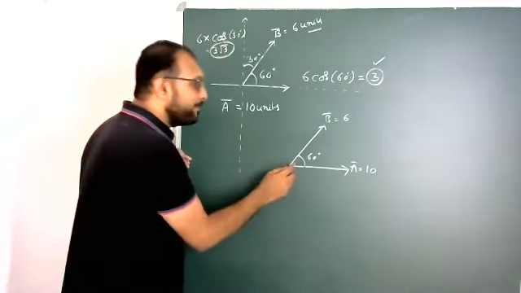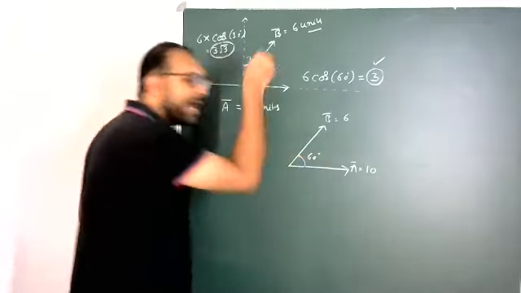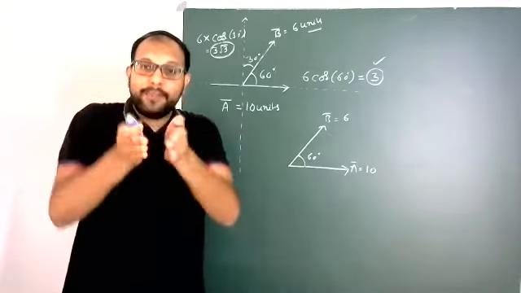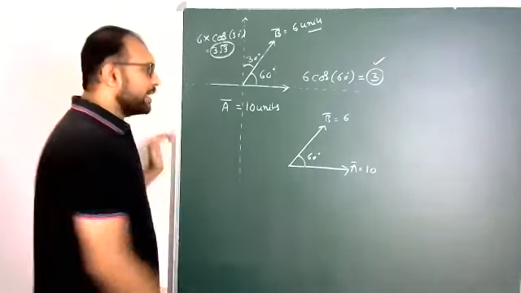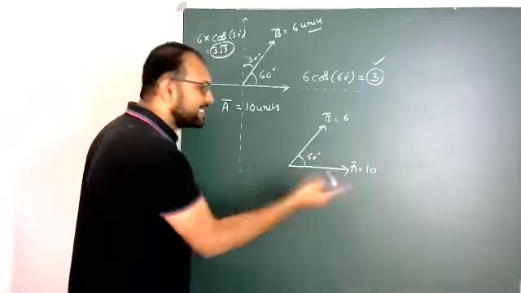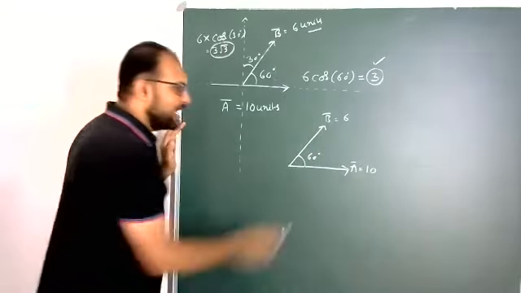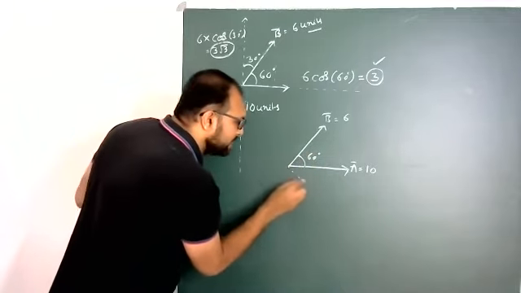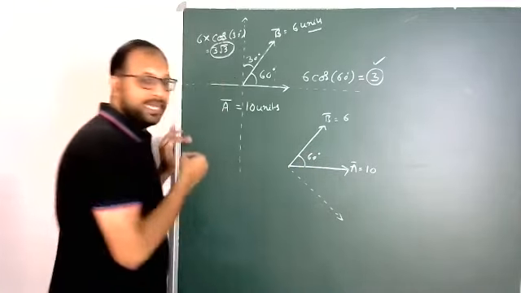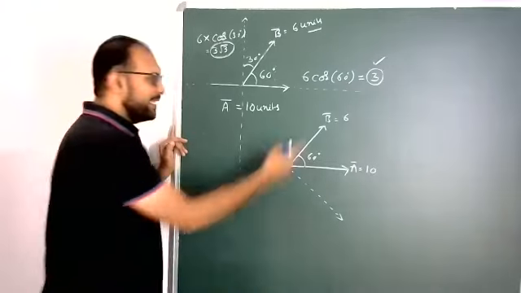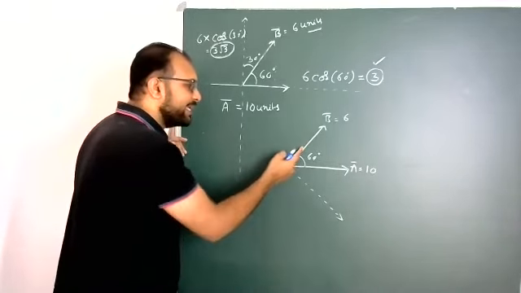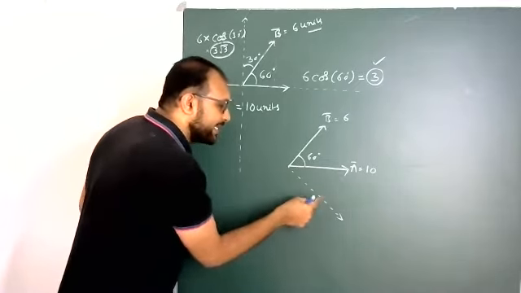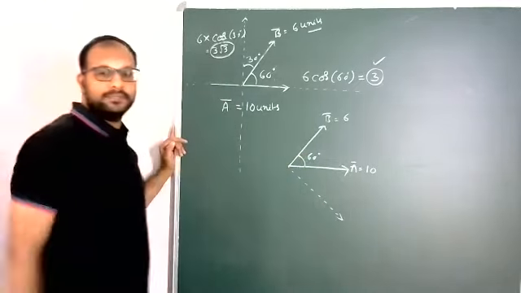Now here, component of A bar means we are going to resolve A bar, not B bar. One component along B, another perpendicular to B. First, this is A. That's why one component along this, another component along this. First you draw like that. This component is along B bar. This component is perpendicular to B bar.